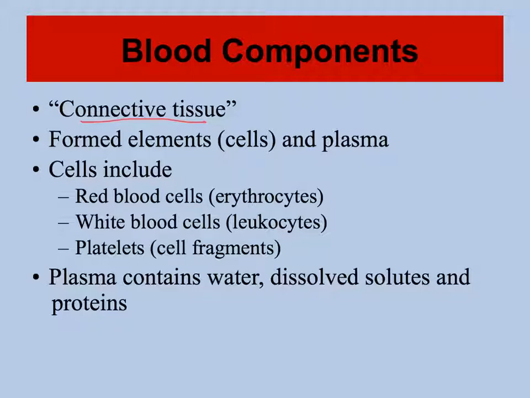Blood is considered to be containing two things, the formed elements or the cells that are in it, and the plasma, which, as I said, gets designated as the extracellular matrix. The cells include the red blood cells, the white blood cells, and then platelets, which aren't really cells at all, they're just cell fragments. Plasma contains water, the dissolved solutes, which we will see a list of later, and then the proteins that are specific to plasma.